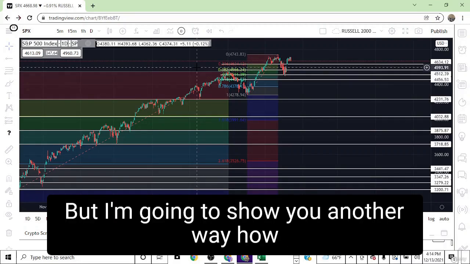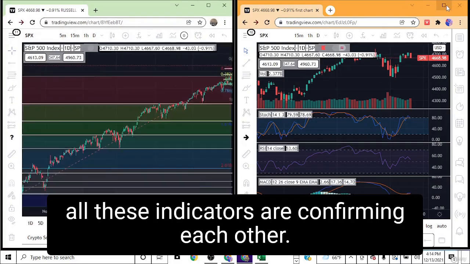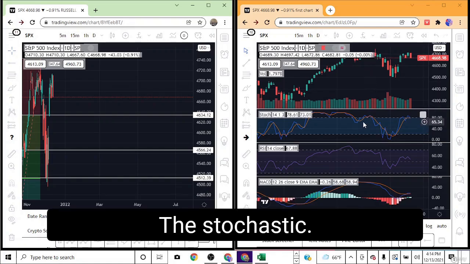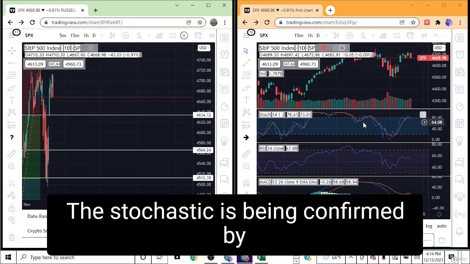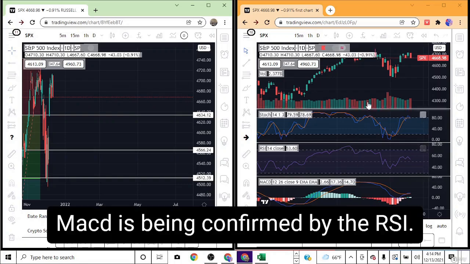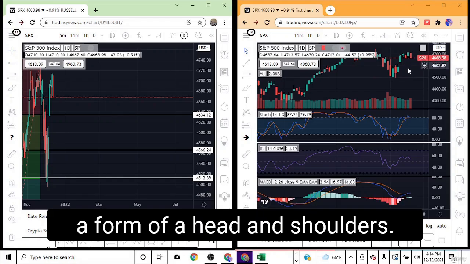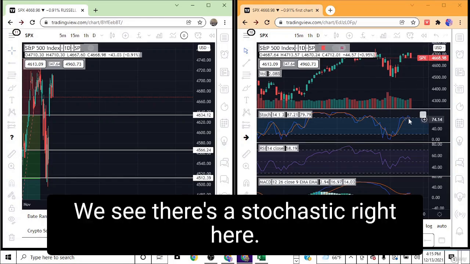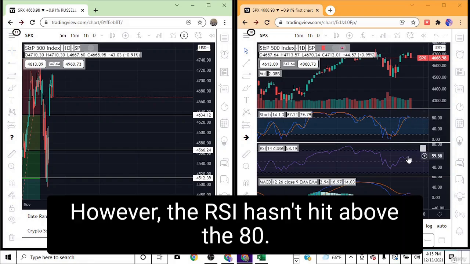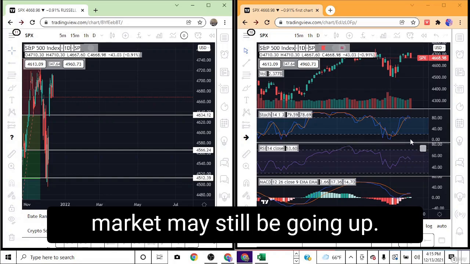But I'm going to show you another way how to confirm it. Because remember, as we talked about, all these indicators are confirming each other. The trend line is being confirmed by what? The stochastic. The stochastic is being confirmed by the RSI and the MACD. Vice versa, MACD is being confirmed by the RSI. The candlestick pattern that we see in here, that the market may be shooting down as a form of a head and shoulders. What do we see? We see there's a stochastic right here. It's showing that the market is overbought. However, the RSI hasn't hit above the 80, so it is possible that this market may still be going up.